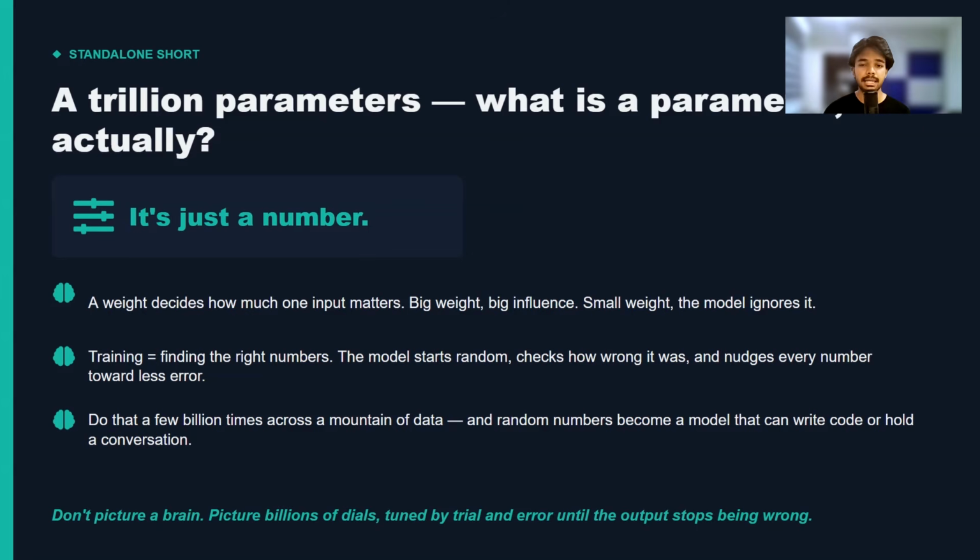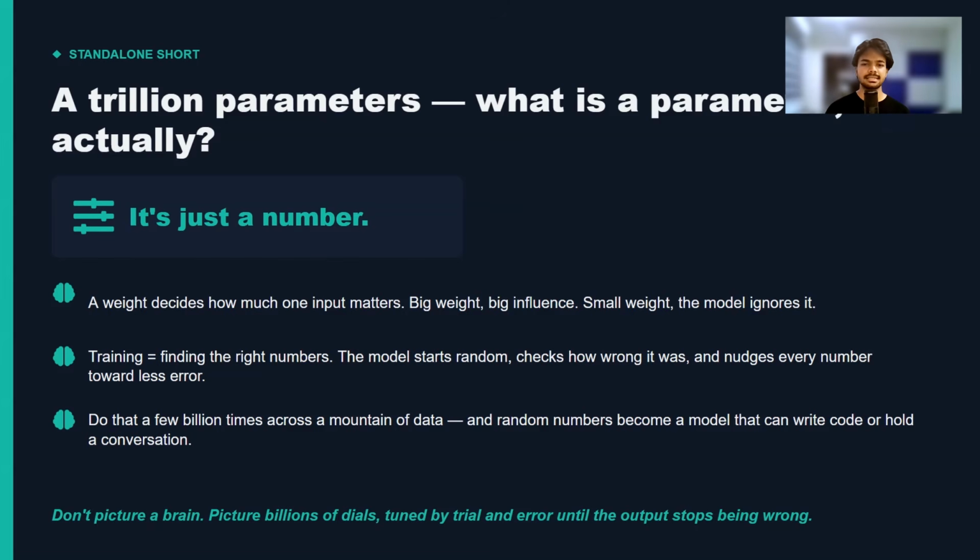A model starts with random numbers and makes garbage predictions. Then it checks how wrong it was and shifts every number a tiny bit in the direction that reduces that error. Do that a few billion times across huge piles of data, and those random numbers slowly turn into a model that can write code or recognize a cat or even hold a conversation. So when you hear 7 billion parameters, don't picture a brain. Picture 7 billion dials, all tuned by trial and error until the output stops being wrong.